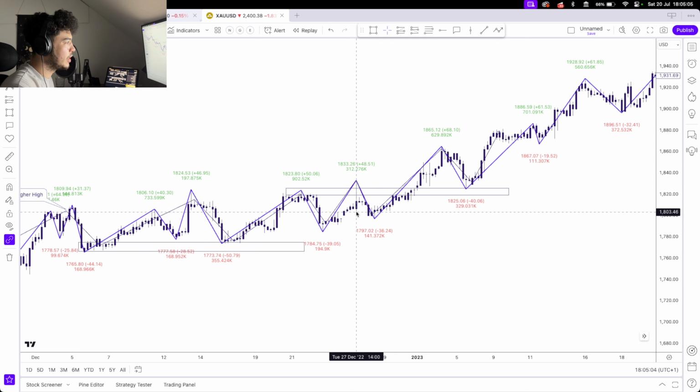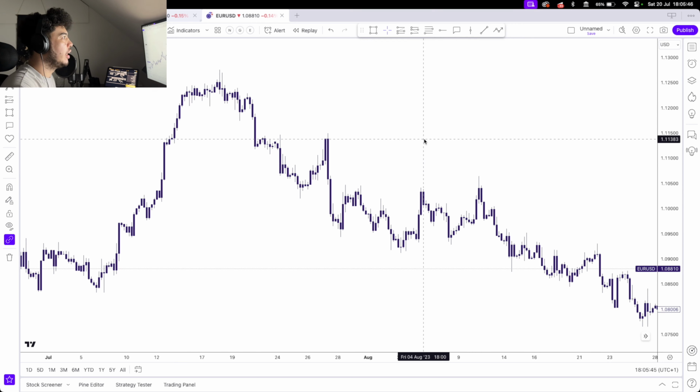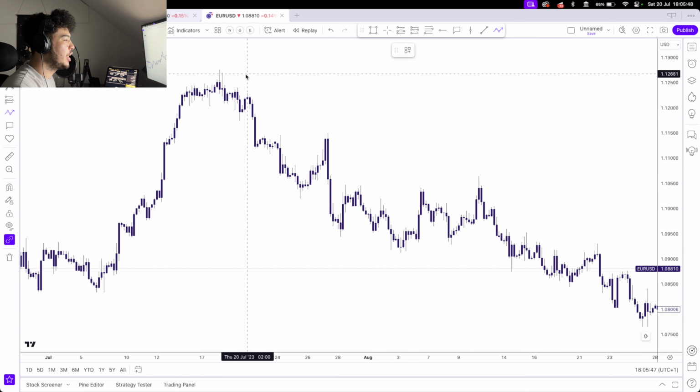We did see this wick to the downside, and then we broke above, and we've retested this. So this is a break and retest, and you see the zigzag also pointed this out, so you could enter off this and then ride this to the upside. And here we go, we've got a bearish trend here on the euro dollar.